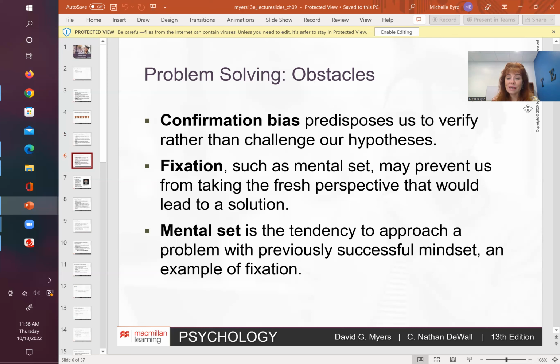Fixation, such as a mental set, may prevent us from taking a fresh approach, which could lead to a solution. If we get too focused on thinking that we've got to fix something, it may keep us from looking at it in fresh ways that might be more prone to solving the problem. A mental set is the tendency to approach a problem with a previously successful mindset. An example of that would be the fixation we just mentioned. So it can be good and bad.